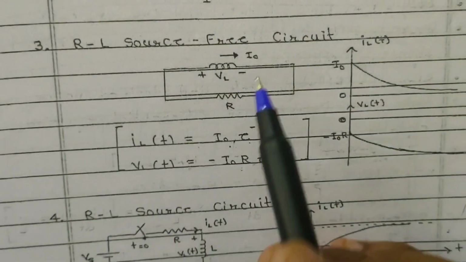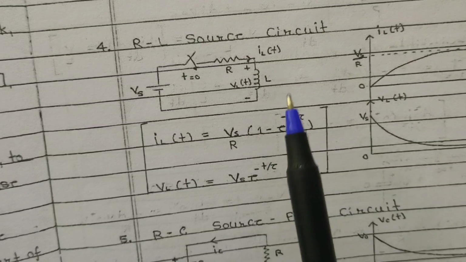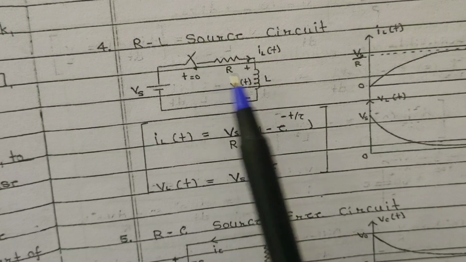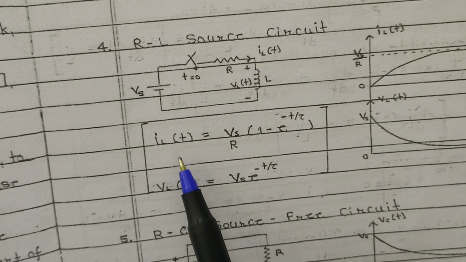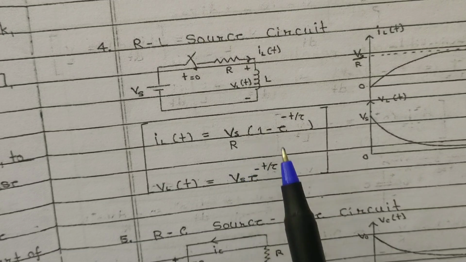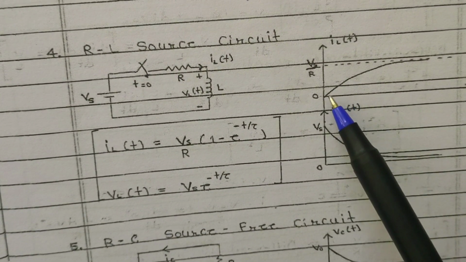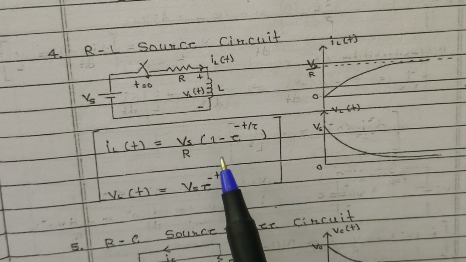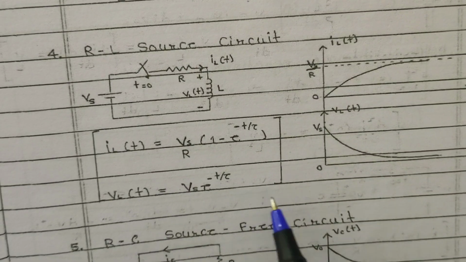This is the RL source circuit. Next we'll go for the RL source circuit, which is exactly opposite. It consists of an RL circuit with a source. In this, current is written as Vs by R into 1 minus e power minus t by tau. In this, current rises gradually and reaches the final value. So the equation you will get is Vs by R into 1 minus e power minus t by tau.